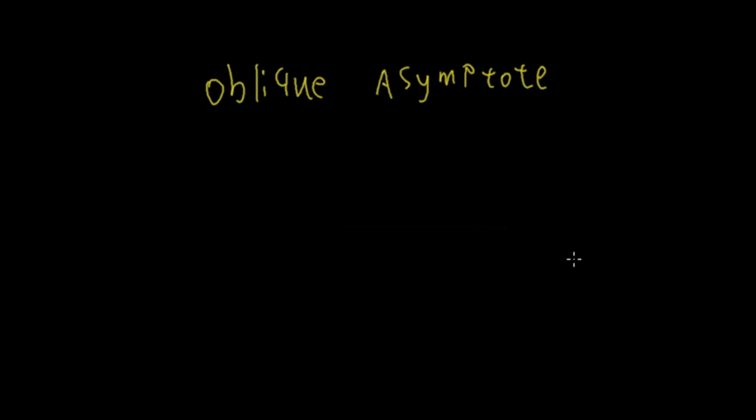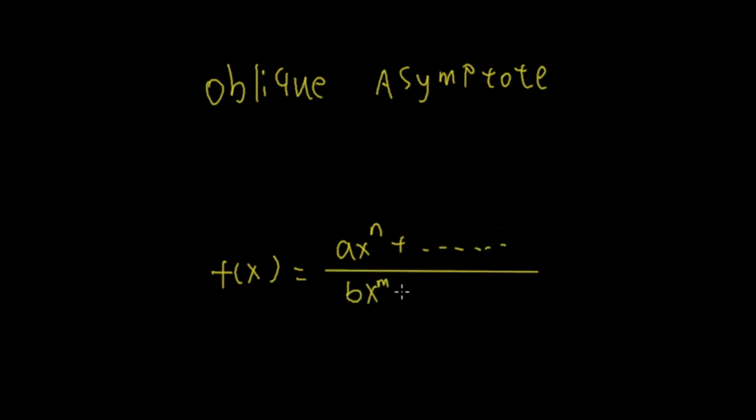In this video, I will talk about oblique asymptote, sometimes called the slant asymptote. Now, what's an oblique asymptote? Let's say you have a function f at x equals a function in the numerator divided by a function in the denominator. So let's say you have ax to the power of n plus other terms in the numerator divided by bx to the power of m plus other terms in the denominator.